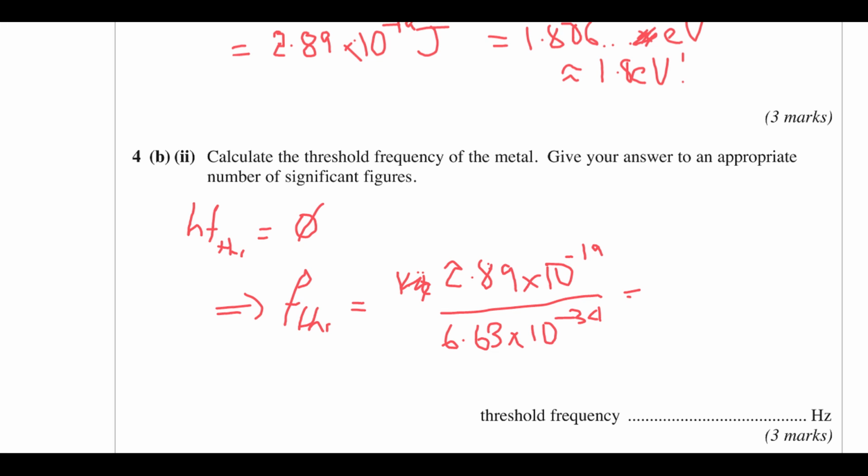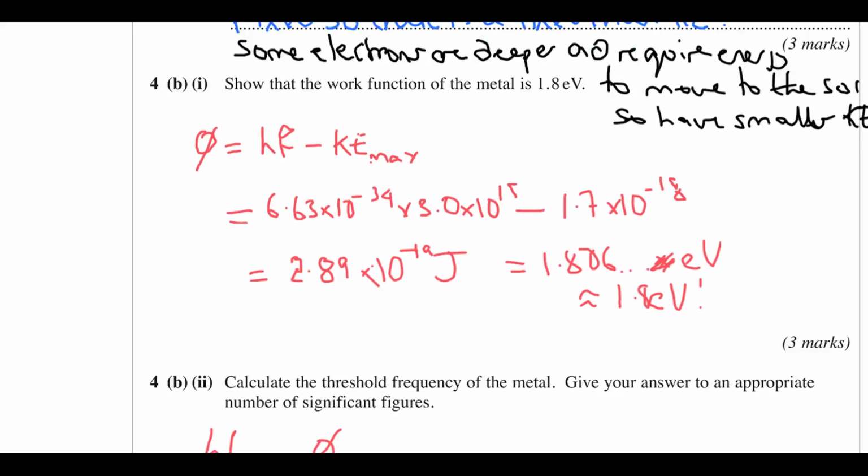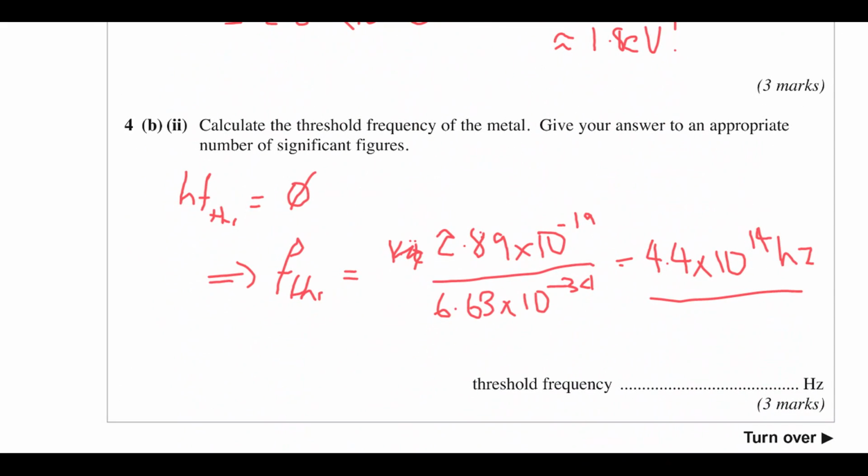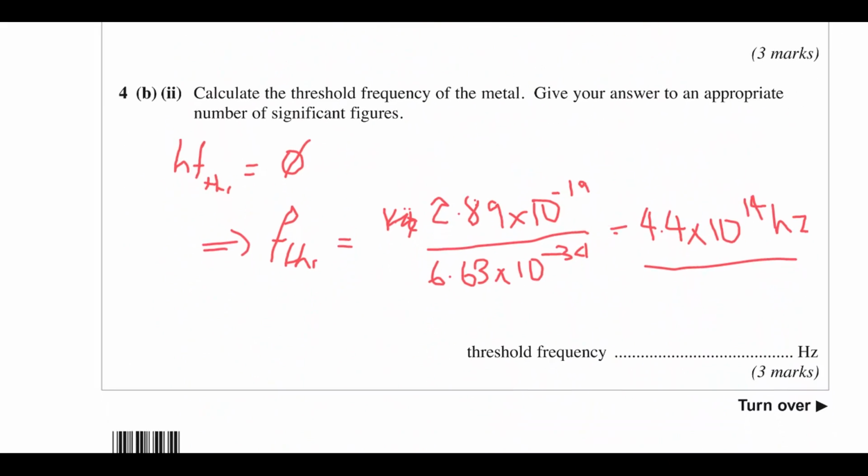And that gives us a threshold frequency of 4.4 times 10 to the 14 hertz. There. I'm going to give it two significant figures because if we look back at the data we've been using, those are all 2 sig fig numbers, so this answer will be 2 sig figs as well.